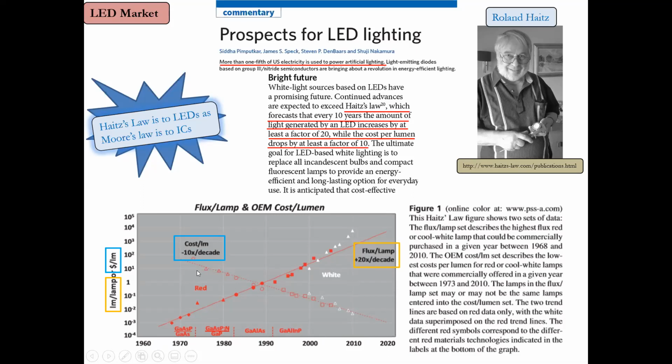His prediction has been pretty much right. This is how the cost per lumen is decreasing from 1970 to 2020, and how the light output is increasing by a factor of 20. Those who are studying electronics and ICs know what Moore's law is. This is again an empirical law, like Moore's law, which was also an empirical law.